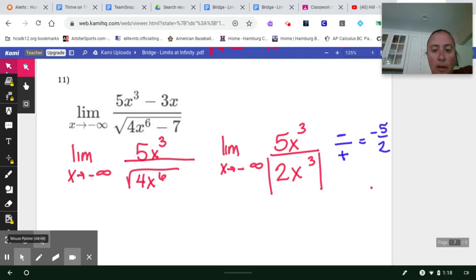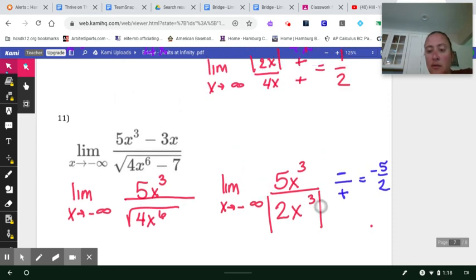So hopefully you can follow through my work here. I took my largest power on the top and bottom. I said the 4x to the 6th, the square root of that became 2x to the 3rd, and of course the absolute value of that. When I substituted negative infinity in, a negative number cubed is negative. A negative number here cubed is negative, but the absolute value makes it positive, so I know my solution should be negative. And then again, they were the same variable, so I just said negative 5/2.